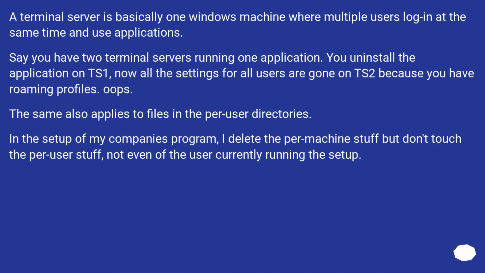A terminal server is basically one Windows machine where multiple users log in at the same time and use applications. Say you have two terminal servers running one application. You uninstall the application on TS1, now all the settings for all users are gone on TS2 because you have roaming profiles. Oops! The same also applies to files in the per-user directories. In the setup of my company's program, I delete the per-machine stuff but don't touch the per-user stuff, not even of the user currently running the setup.